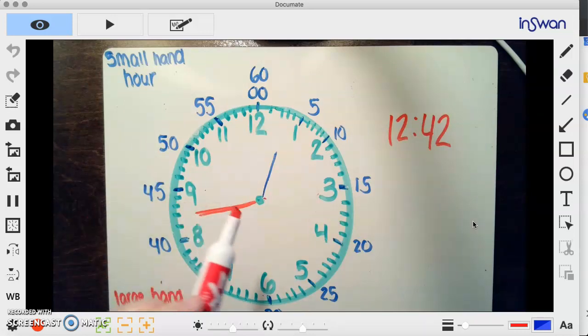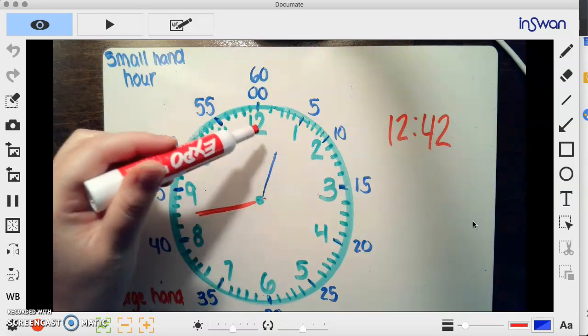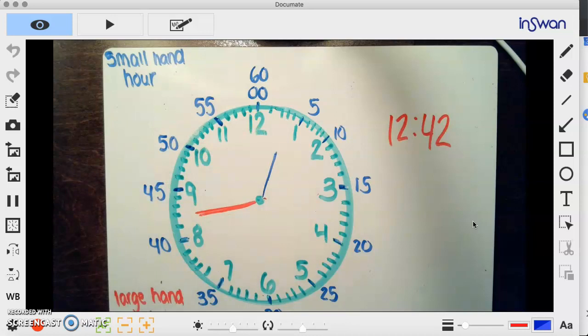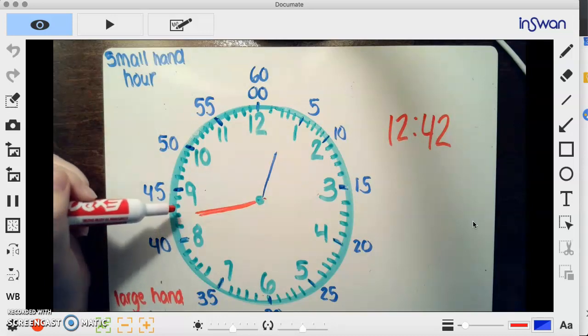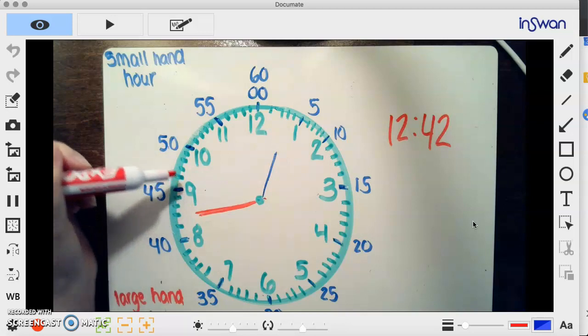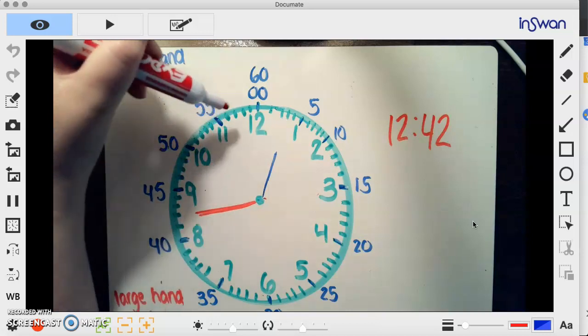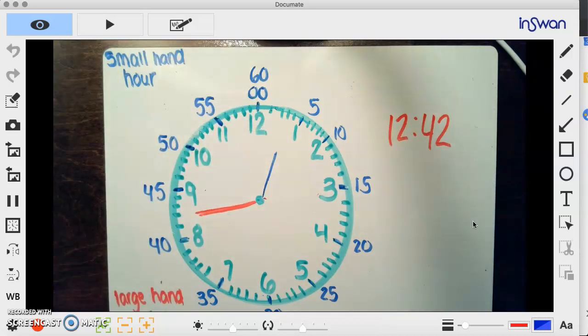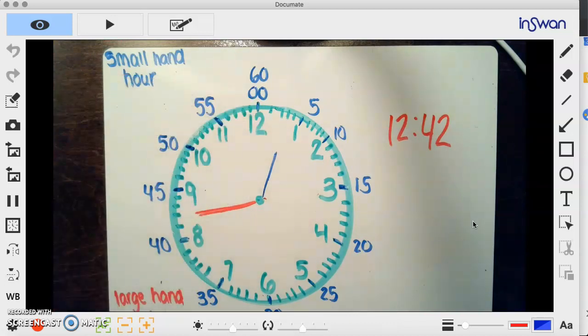But I'm getting close to 1 o'clock. As soon as this minute hand gets back up to 12, I will be at 1 o'clock. So I can count from 42 and say 1, 2, 3, 4, 5, 6, 7, 8, 9, 10, 11, 12, 13, 14, 15, 16, 17, 18. So my distance in minutes from here to here is 18, which is why I can say it's 18 minutes before 1 o'clock.